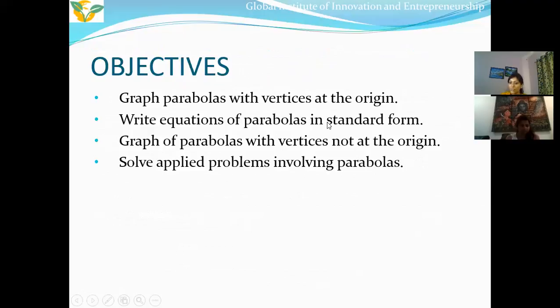How to write the equation of the parabola in the standard form? What are the graphs of the parabola? That means the left-handed parabola, right-handed parabola, upward parabola, downward parabola, and the simple problems as well as some application-oriented problems we are going to study in today's class.